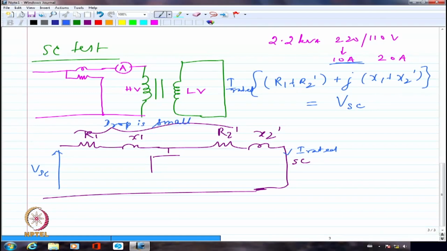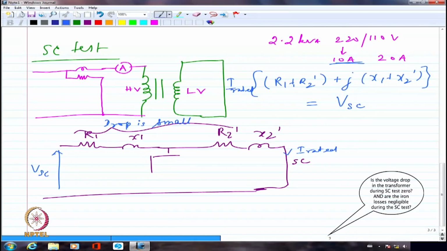So if the voltage applied during short circuit test is only 10% of the rated value, that means the voltage drop that is taking place within the transformer winding is only 10% of the rated voltage. If it is 5%, that means I have even lesser amount of impedance internally within the transformer. So the voltage drop becomes less and less. It's not zero, it is very small.